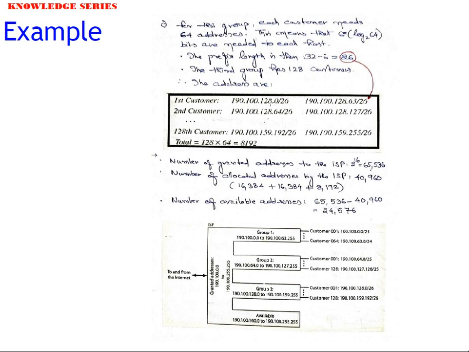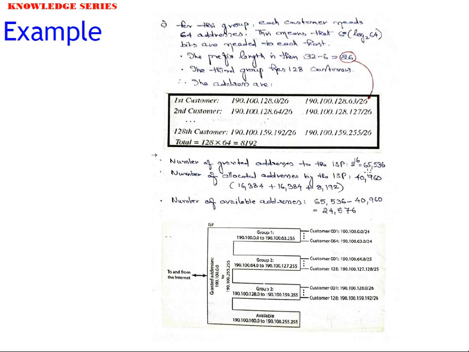So that means this is a network distribution system. Whatever has been already given by the internet service provider to different other customers, it starts with this address. So here the number of granted addresses in total is 2 to the power of 16, that means 65,536 different addresses the internet service provider can grant.